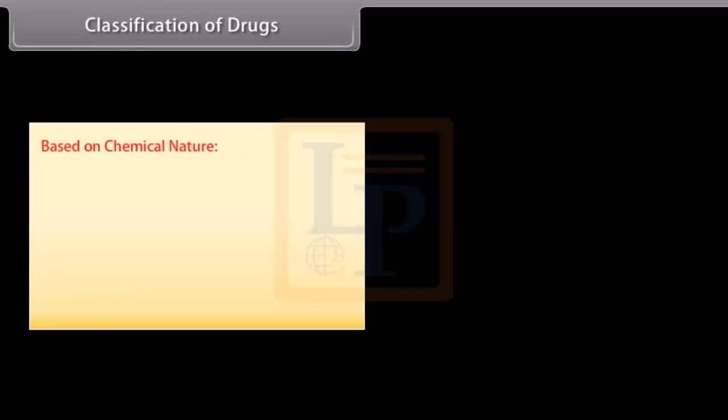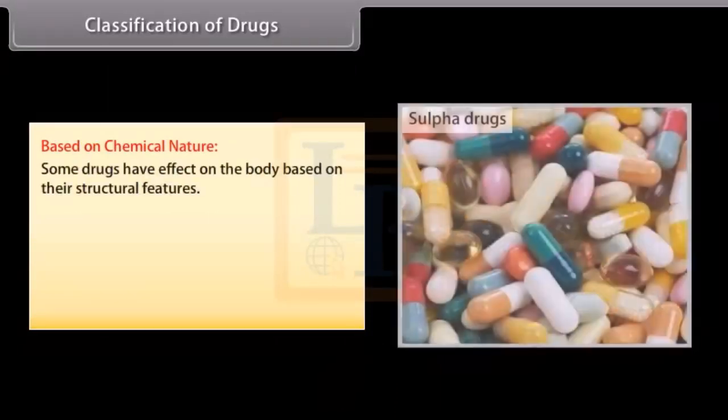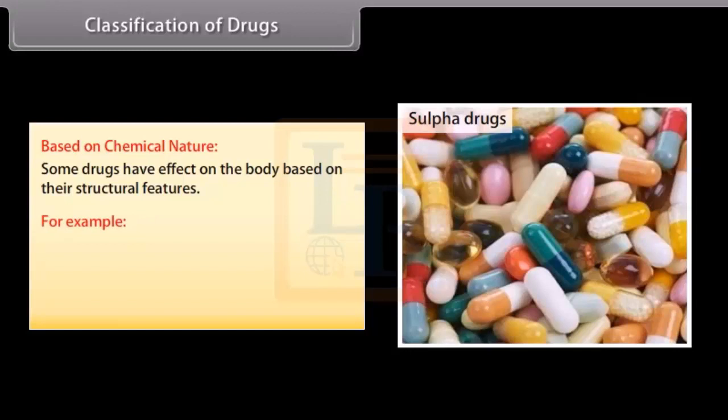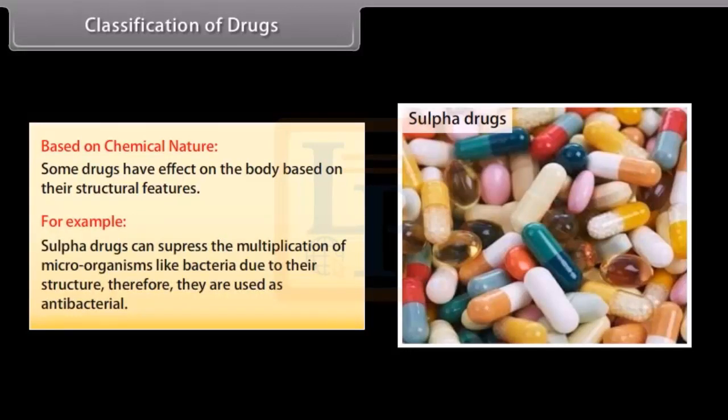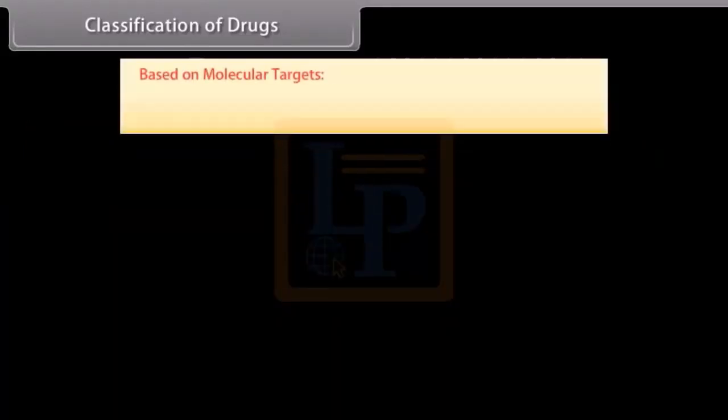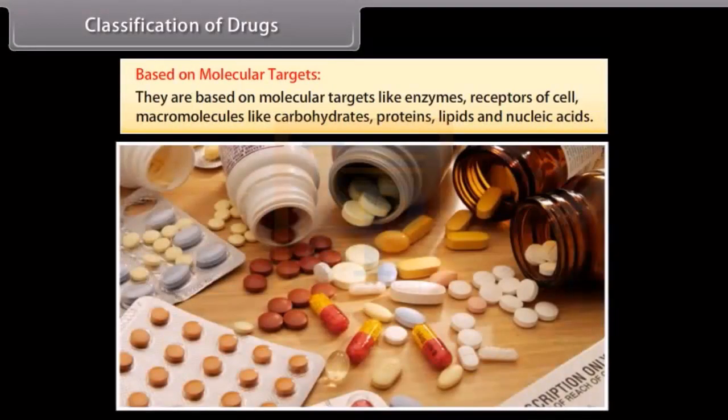Based on chemical nature. Some drugs have effect on the body based on their structural features. For example, sulfa drugs can suppress the multiplication of microorganisms like bacteria due to their structure. Therefore, they are used as antibacterials. Based on molecular targets. They are based on molecular targets like enzymes, receptors of cells, macromolecules like carbohydrates, proteins, lipids, and nucleic acids.